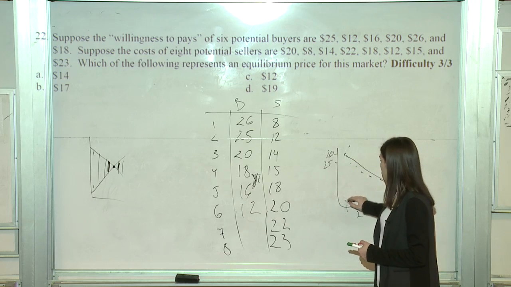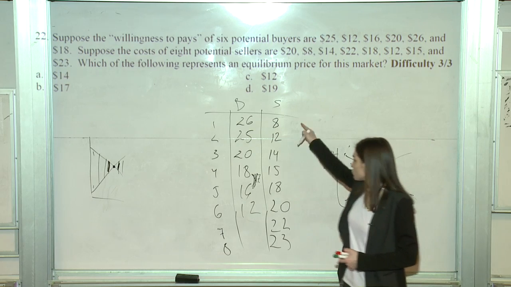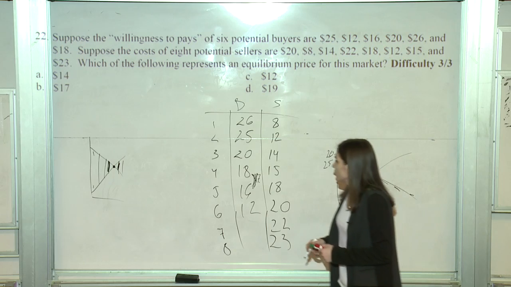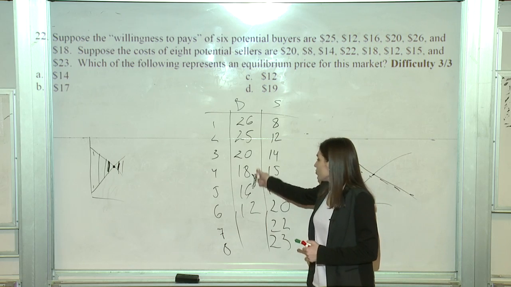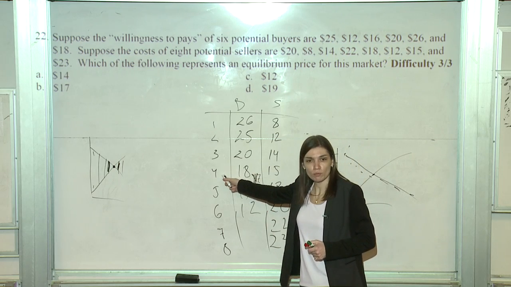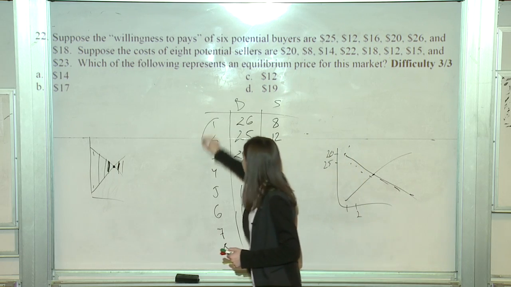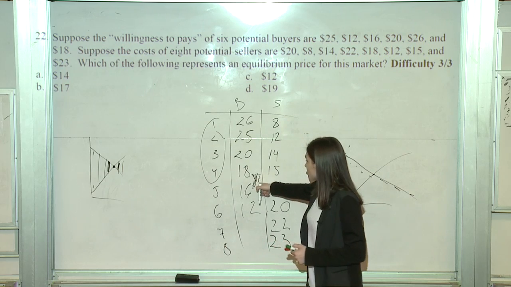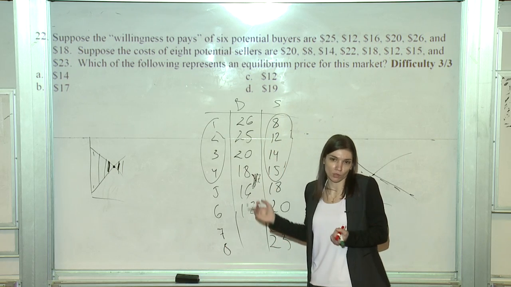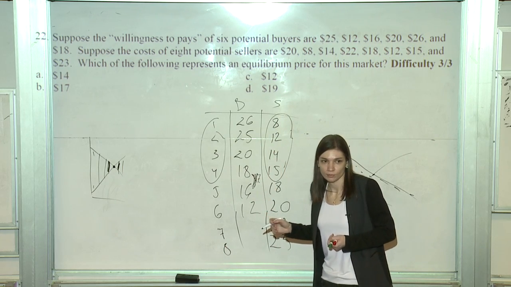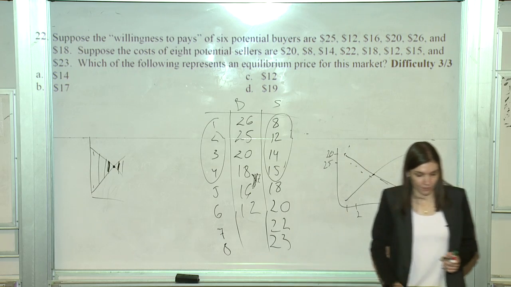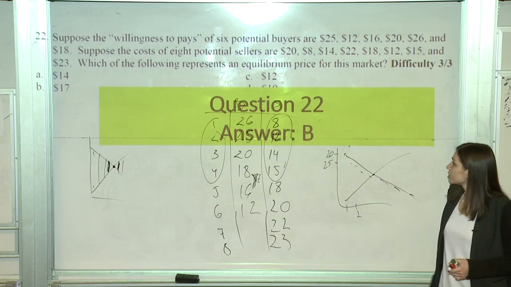Then if I plot the supply, those points would represent the supply curve. And at some point here, they're going to meet, and that happens somewhere between 18 and 16. At the price of 17, there's going to be 4 people willing to buy the goods, those first 4. And at the price of 17, there's also going to be 4 sellers, the ones who have a lower cost than that are willing to sell. So the answer here is B.